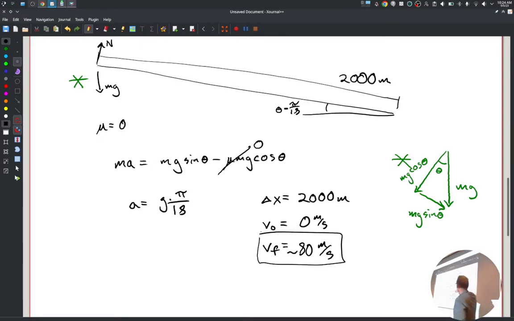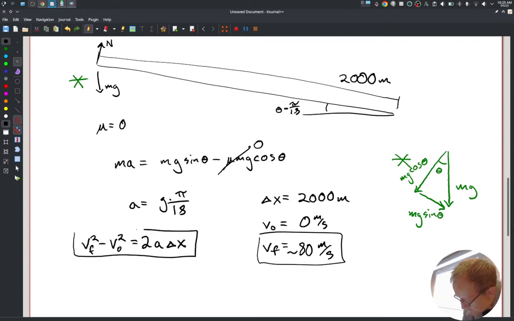So what we've done, kind of breaking this out, figure out what are the forces involved, find the force that's actually causing motion. Now we know that A is constant. If A is constant, now I can use any kinematic equation. So the kinematic equation here is that Vf squared minus V0 squared equals 2A delta x. A callback or a throwback to a physics one problem. Difference in velocity squared is 2 times a delta x.